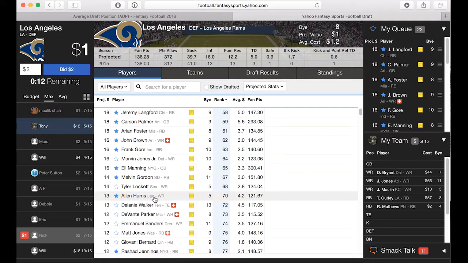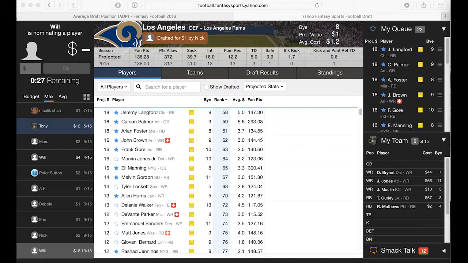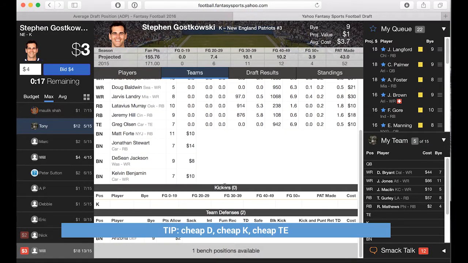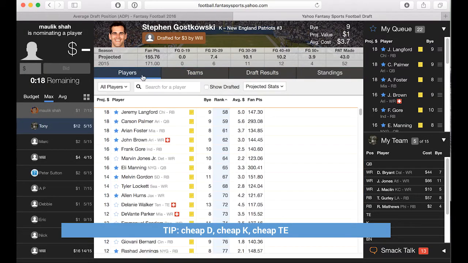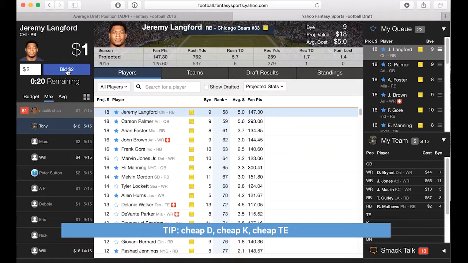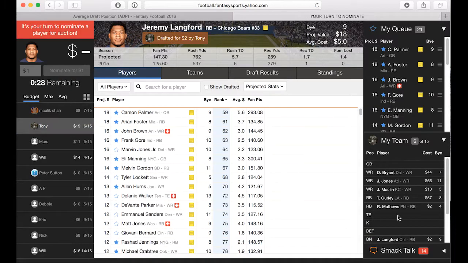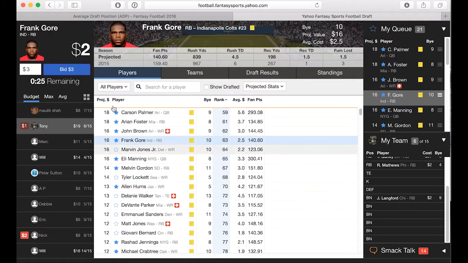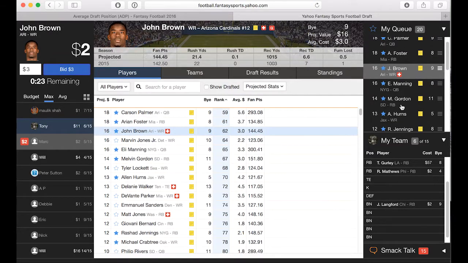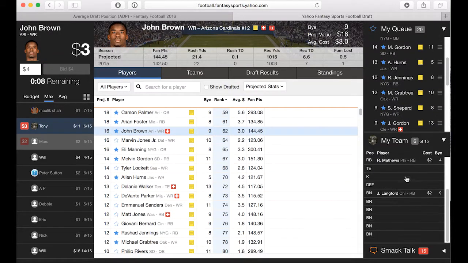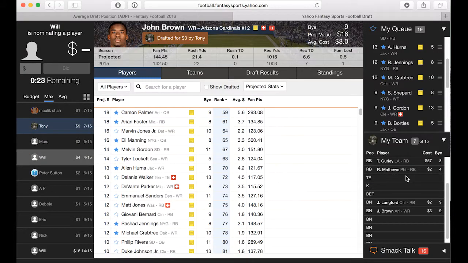Another tip is don't spend more than $1 on your kicker, defense, and possibly tight end. Those positions have very few players who are really good at what they do and command a premium. And beyond those, there's really no one worth paying extra money for. So unless you're getting one of those players and not overpaying for them, like in this draft, some guy overpaid for Gronkowski. Unless you're getting those specific guys, don't pay more than $1 for your tight end, kicker, or defense.